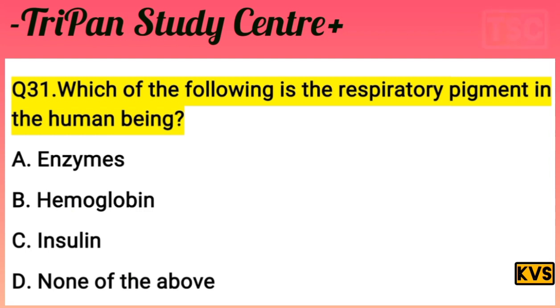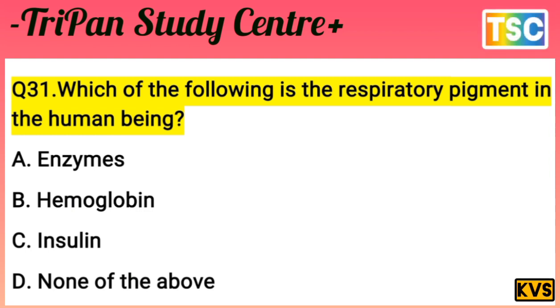Question here. Which of the following is the respiratory pigment in the human being? A. Enzymes, B. Hemoglobin, C. Insulin, and D. None of the above. The question is very interesting.